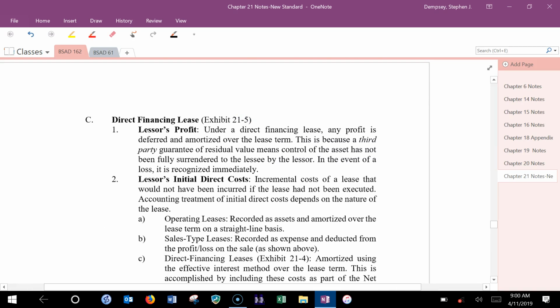So, direct financing lease. Under a direct financing lease, any profit is going to be deferred and amortized over the lease term. This is because a third-party guarantee of residual value means control of the asset has not really been fully surrendered to the lessee by the lessor. In the event of a loss, it is recognized immediately. So if they have a gain, they're going to defer it. We're going to see how they defer it. They're going to amortize it. But if they have a loss, here's another example of conservatism still finding its way into new standards, even though it's not part of the conceptual framework. If they have a loss, though, they recognize it immediately.